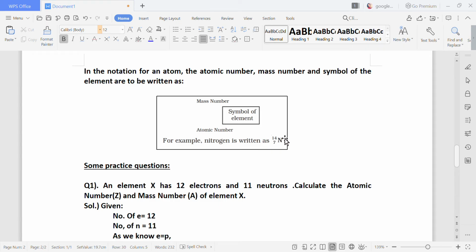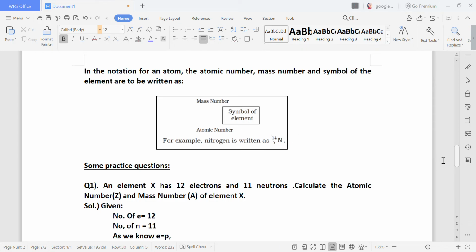After seeing this notation, you will write down that the atomic number of nitrogen is 7, because you know that atomic number is always placed below, and the mass number of nitrogen is 14 because it is always written above. This is how it can also be given in your examinations. This type of question can also come. So always remember, if an element has been given to you in this form, the number which is above represents the mass number, and the number which is below represents the atomic number. I hope this is quite clear to all of you.